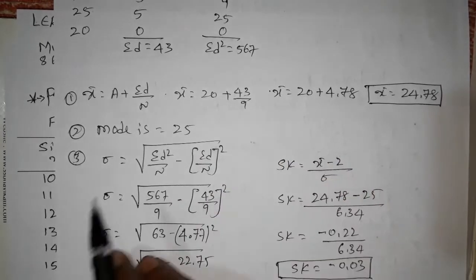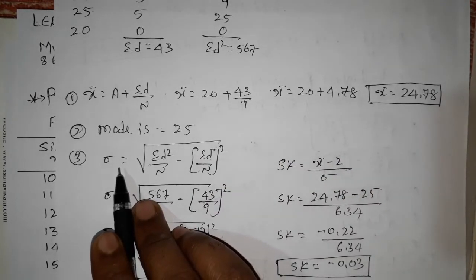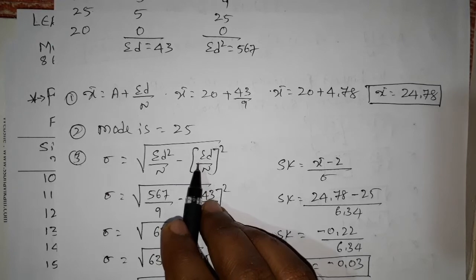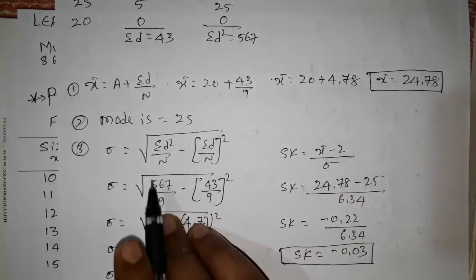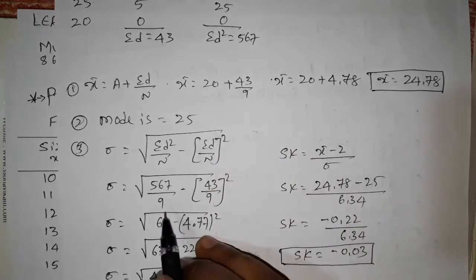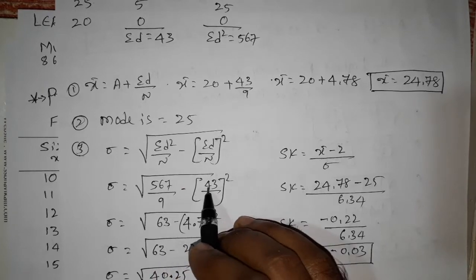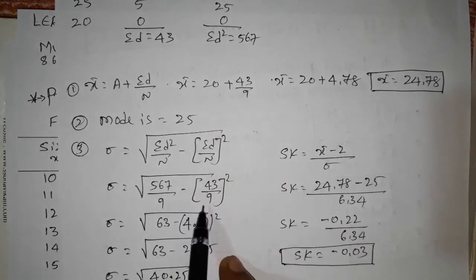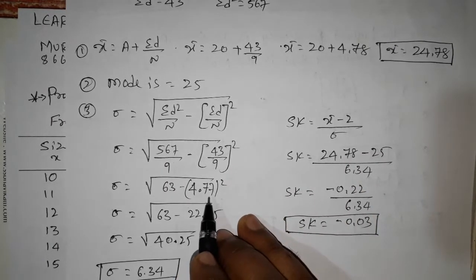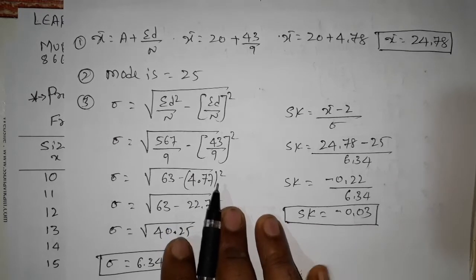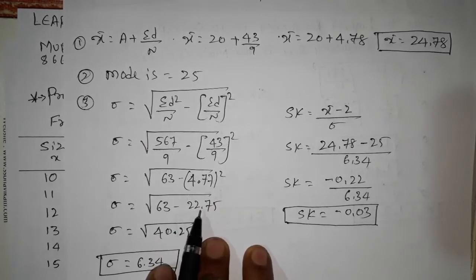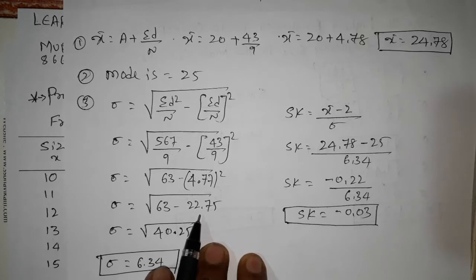Next, we will find the standard deviation. Standard deviation is equal to the square root of sigma d square divided by n minus, open the bracket, sigma d divided by n, whole square. Putting in sigma d square total 567 divided by the number of observations 9, minus sigma d total 43 divided by 9, you will get 4.77, whole square. When you multiply 4.77 by 4.77, you will get 22.75.